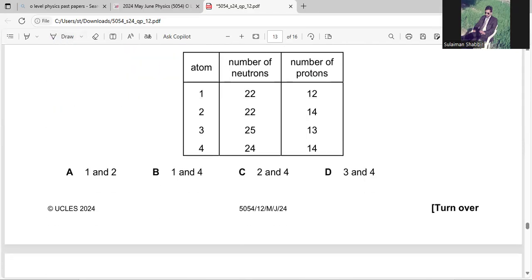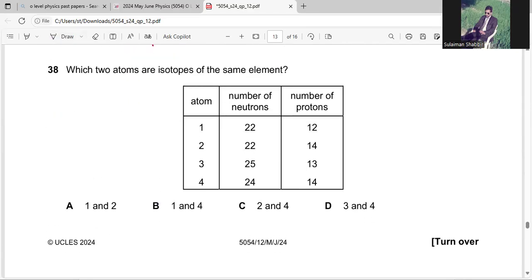Okay, in number 38, he is saying which atom has an isotope of the same element? Number of protons should be the same, number of neutrons should be different. So number of protons should be same, that is 14 and 14, and neutrons 8 here and 10 there. So 2 and 4, option C is right. Number of protons should be same, number of neutrons should be different.